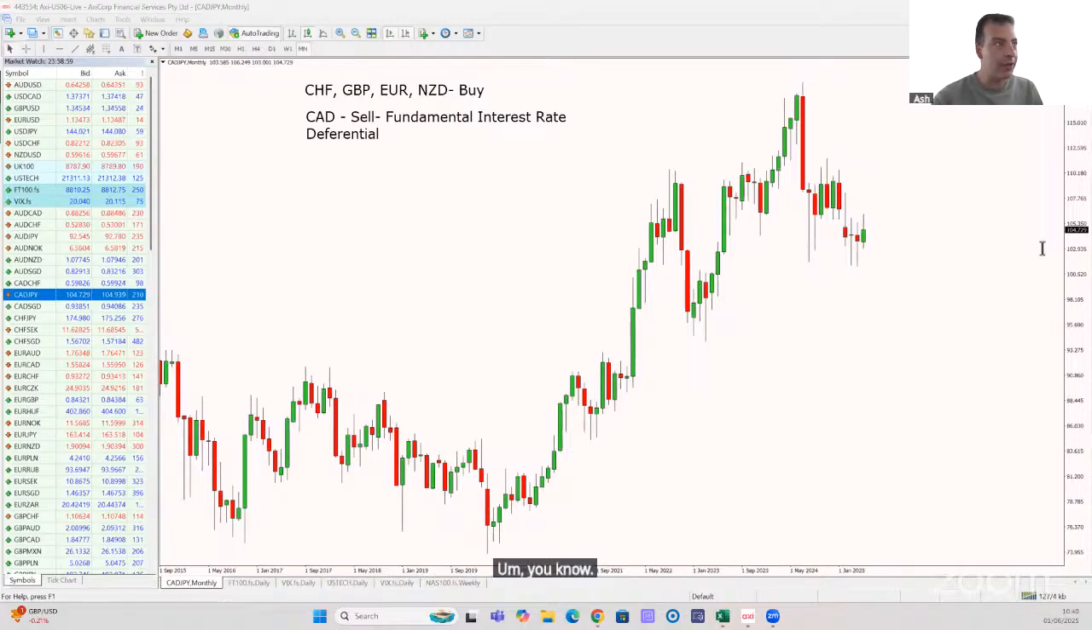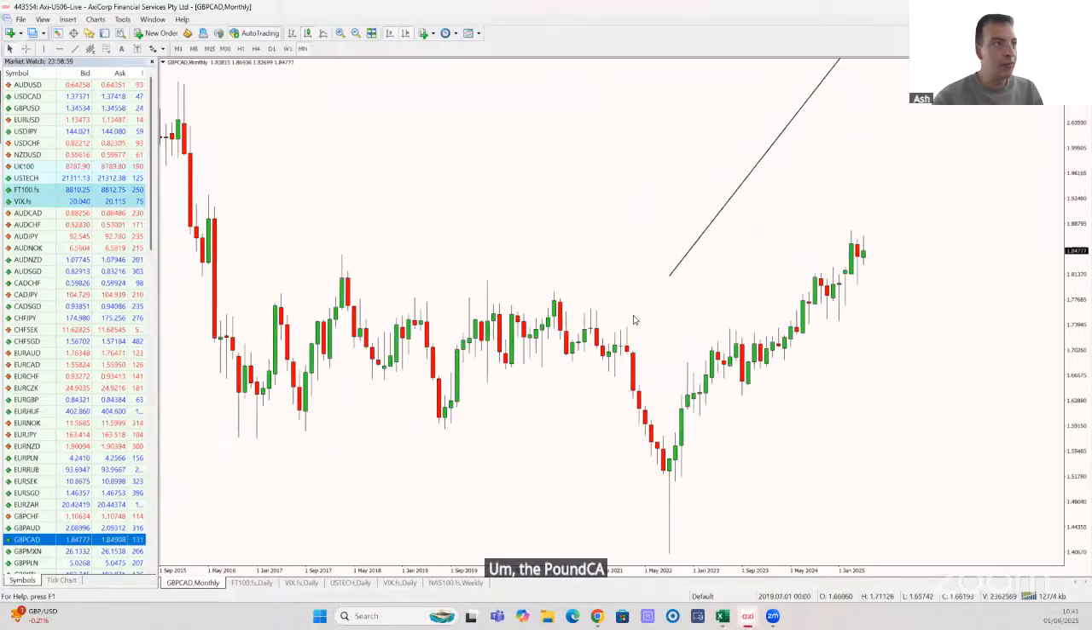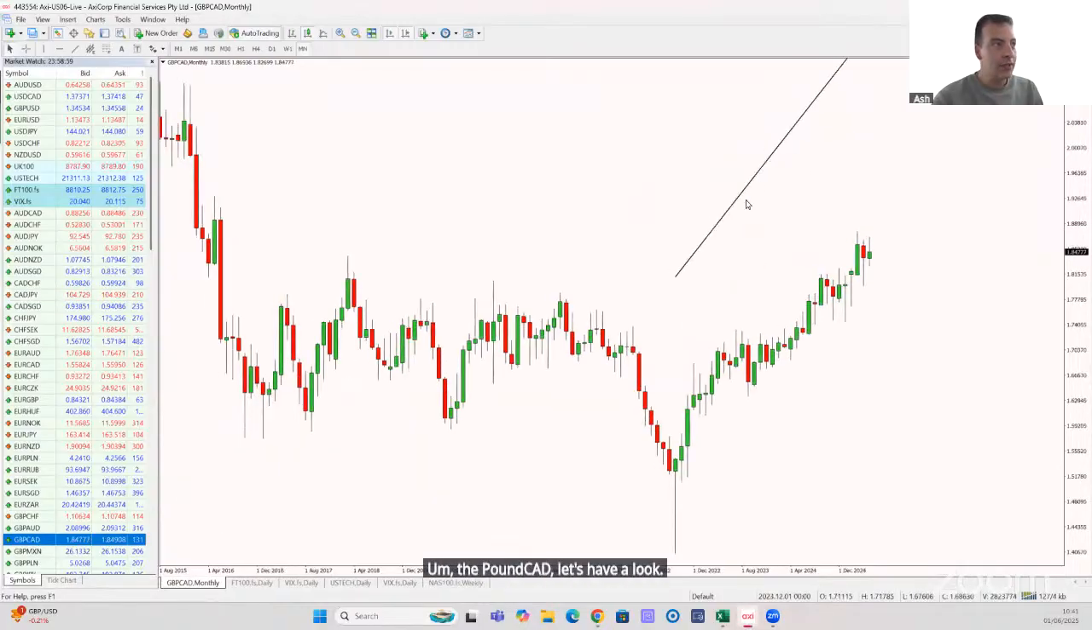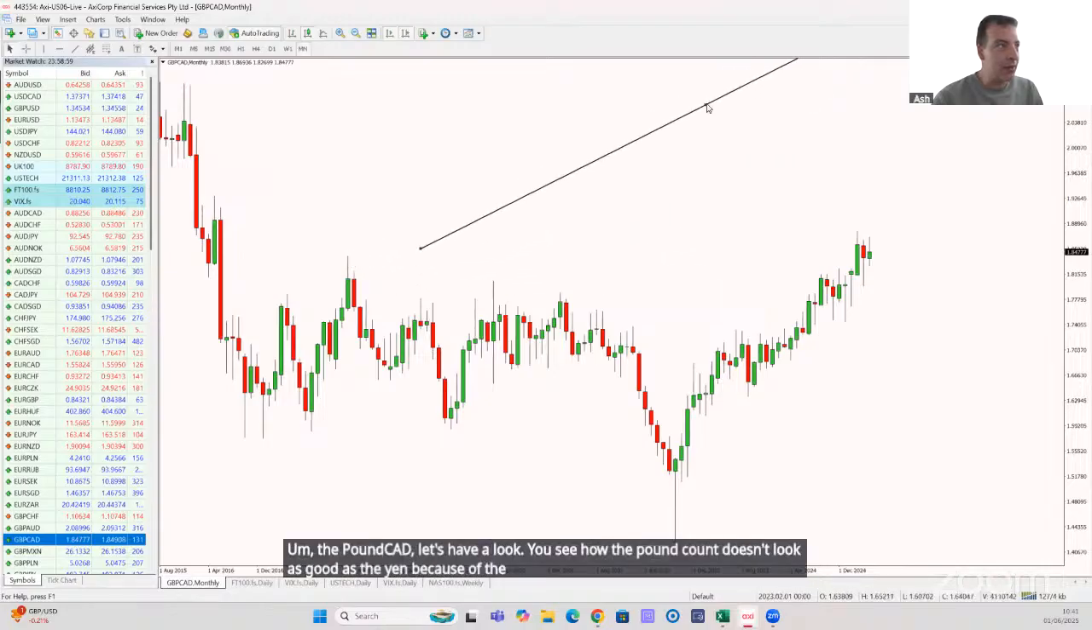And look for the best. So the CAD yen looks good for a sell. Looks better actually on the monthly than the others. The pound CAD, let's have a look. You see how the pound CAD doesn't look as good as the yen because of the levels of resistance here.